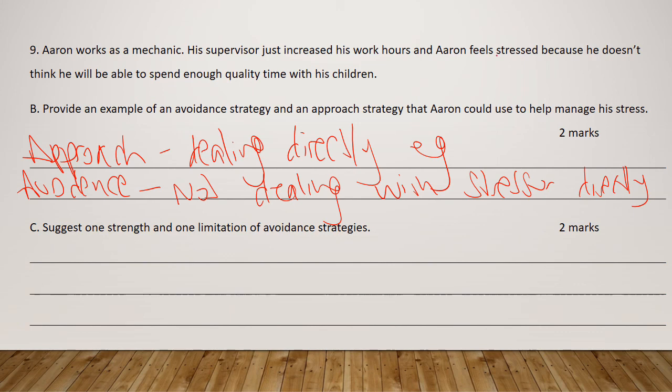So then what we want to do is we want a strength and a limitation of avoidance strategy. So again, make sure you are signposting, otherwise you're not going to get any marks. Tell me explicitly what is the strength and what is the limitation. So a strength: ignoring a stressor to focus on other things can provide time out from a stressor. And choosing to ignore stresses that can't be changed can reduce anxiety. So they are strengths. Limitations are that they're only helpful in the short term, and substance use, etc., is bad for mental and physical health.